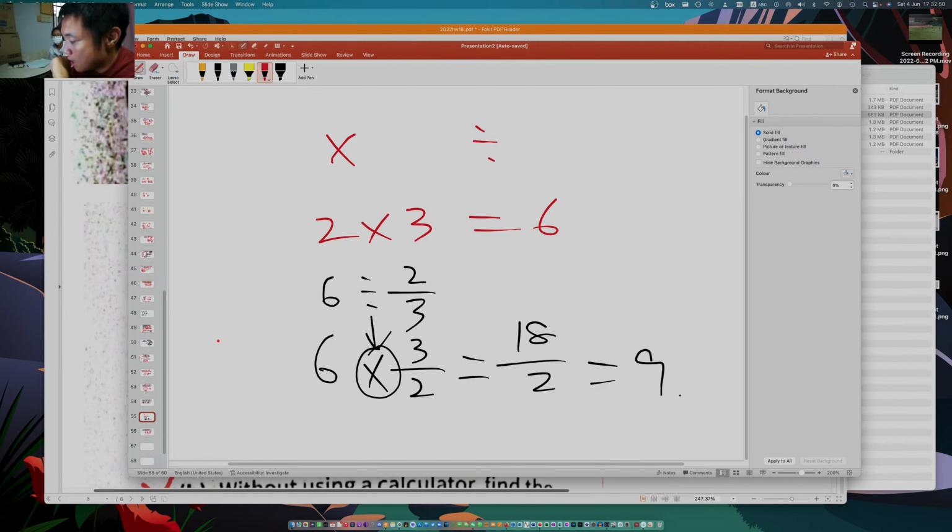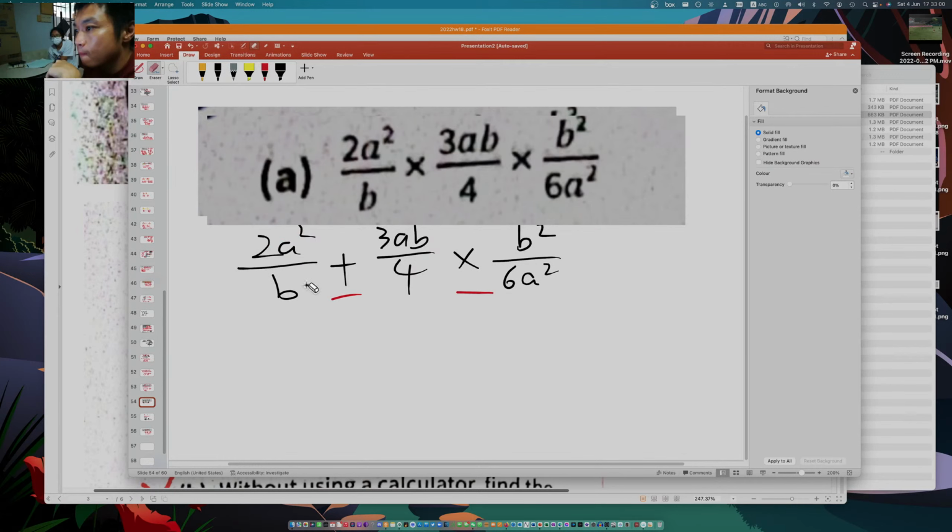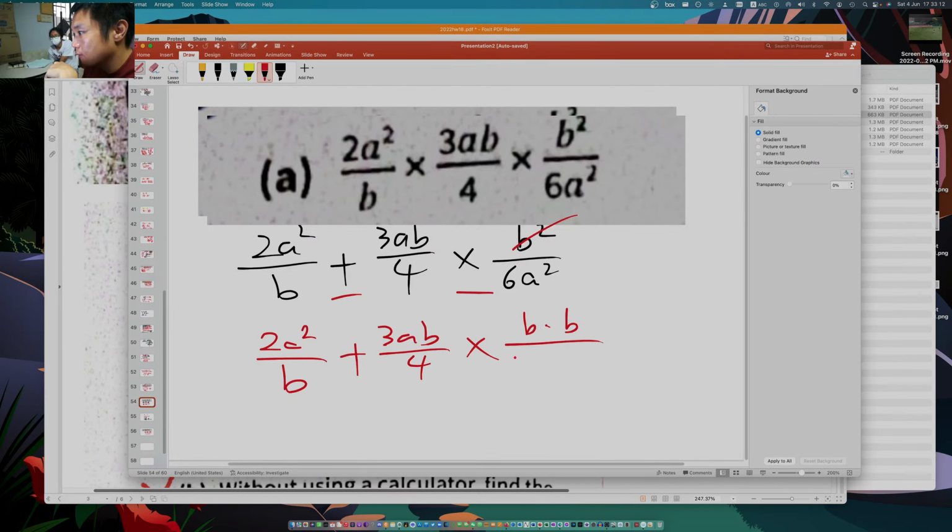So the plus one. For times and plus, you should do the times first. So you do the times. Let me continue. Let me just split to individual elements first. B square is BB. 6 is 3 times 2 AA, right?